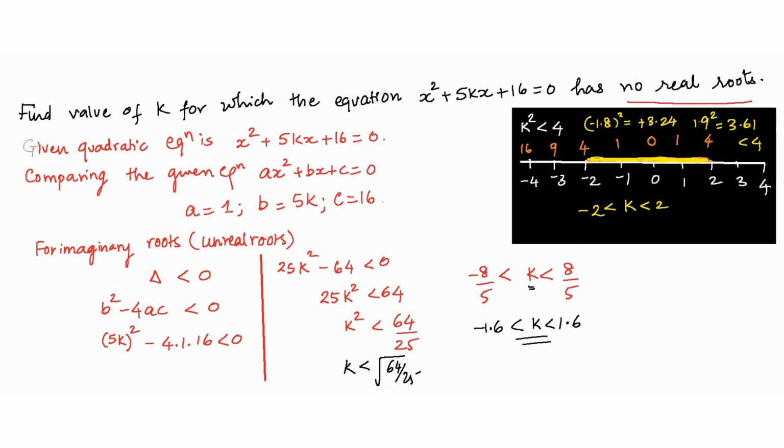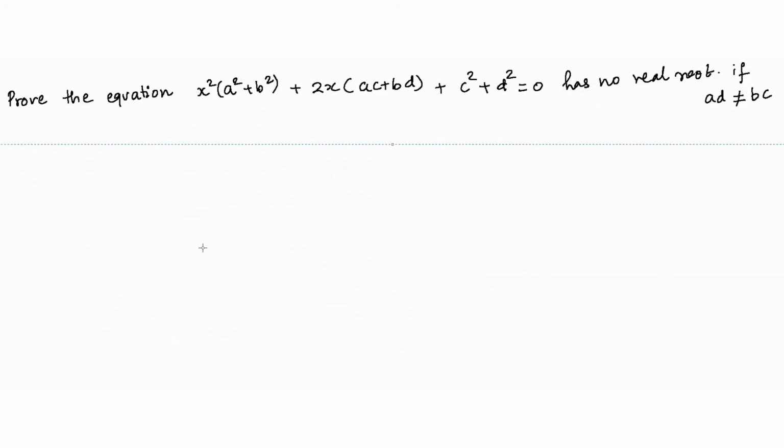Moving to the next question. So let's consider the following question. Prove that the equation as given over here has no real roots if AD is not equal to BC. So I have to now show that this particular equation has imaginary roots if AD is not equal to BC.